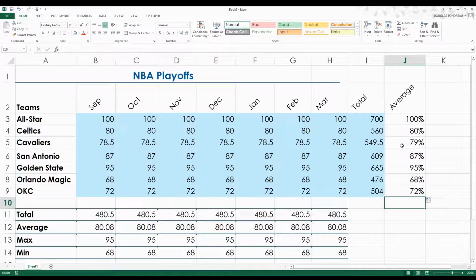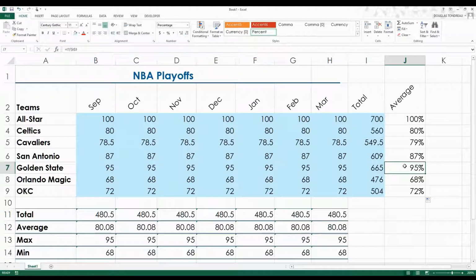Watch what happens when I fill handle it now. Now these numbers make sense. Celtics, 79% because it rounds it up. 87% for San Antonio, 95, 68, and 72, okay?